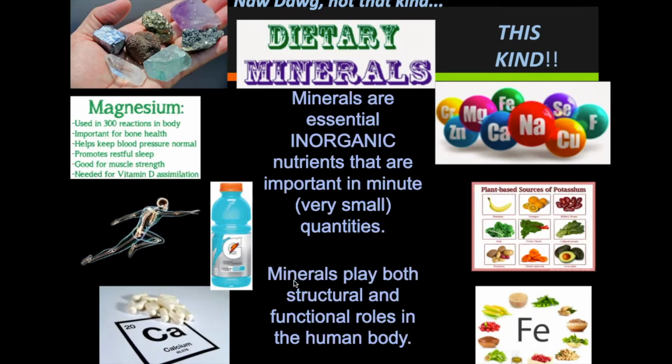When we think about structural minerals, think about calcium. Calcium is important for your bones. When we think about functional minerals, we can think about iron. Iron is important in hemoglobin. Hemoglobin helps us carry oxygen through our body. Magnesium is also important in bone health. It's important for heart health, helps control your blood pressure, and helps us use vitamin D.